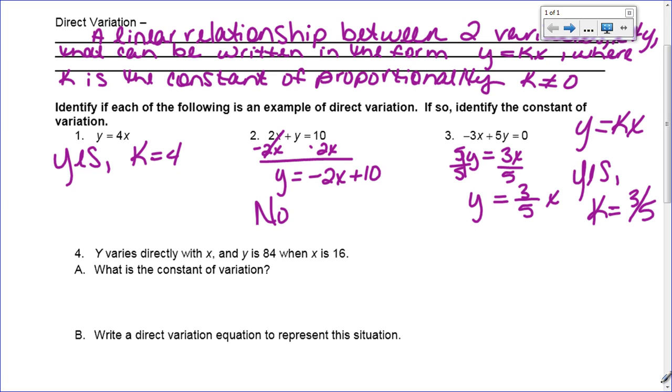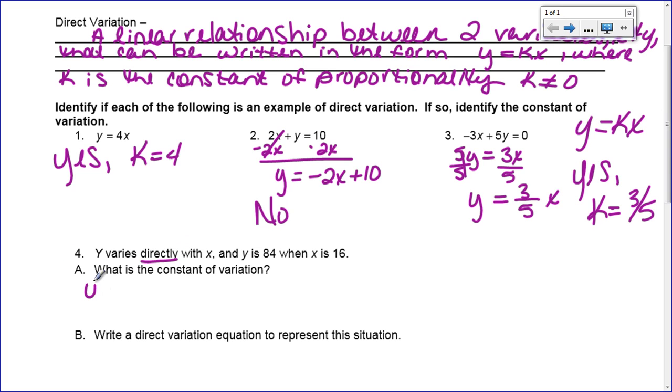Number 4 says y varies directly with x. That's really important. That means it's going to be a direct variation. There is another type of variation we will learn like in April called inverse variation, and it works different. But as long as it says directly, everything we do today will work. So y varies directly with x, and y is 84 when x is 16. We got to find the constant of variation.